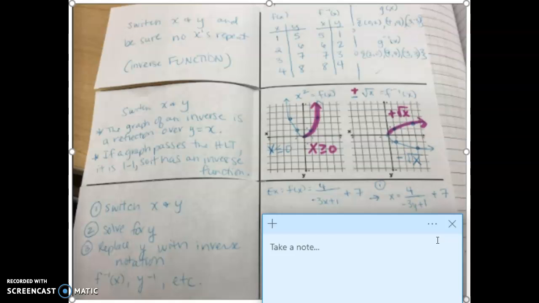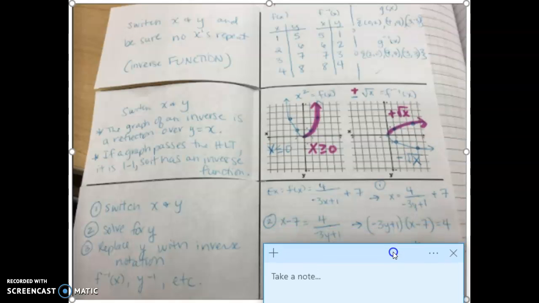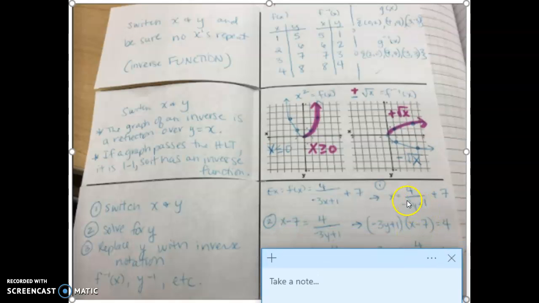So step 1 was to switch x and y. Step 2 is solving for y. Now, in order to do that, y is currently at the bottom of a fraction. The first thing I'm going to get rid of is this 7, so we're going to subtract 7 first. Now, the y is at the bottom of the fraction. In order to get it out, I need to multiply both sides by this -3y plus 1, because it will keep it from being in the denominator anymore.